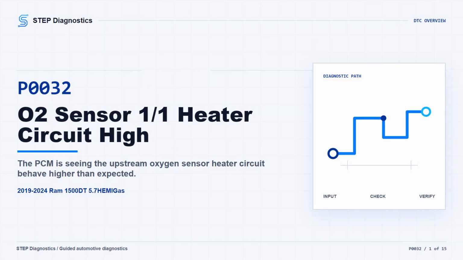On this RAM 1500, P0032 is for the O2 sensor 1/1 heater circuit high. In plain language, the PCM may be seeing the upstream oxygen sensor heater circuit acting higher than expected. The truck may turn the MIL on, and oxygen sensor warm-up or fuel control behavior may be affected.